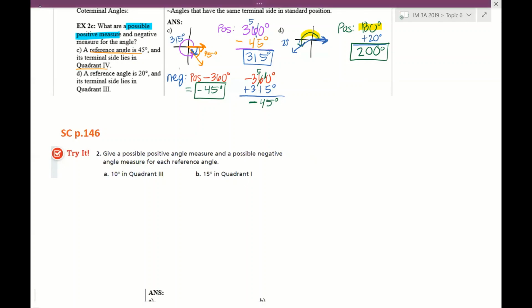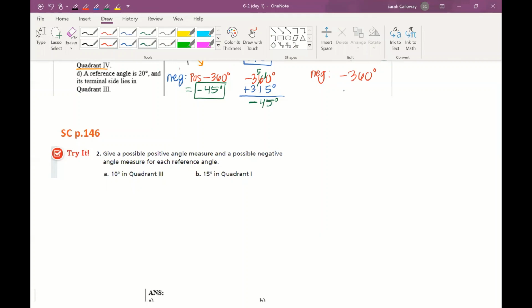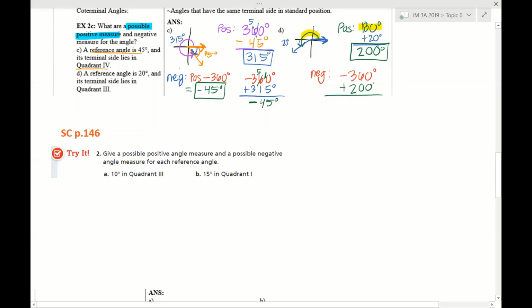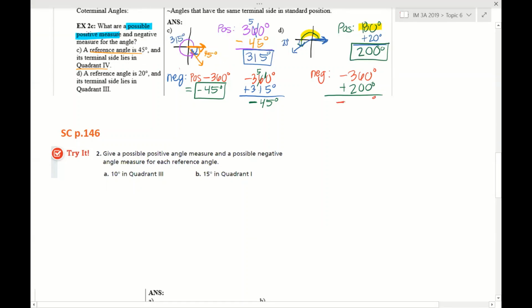So then when I'm finding the negative, I'm always taking my answer and subtracting 360. So I'm going to do negative 360 plus the 200. And again, because that 360 is negative, I know my answer is going to be negative something, but I'm stacking the one with the large absolute value so that I can just subtract place values. So 0 minus 0 is 0, 6 minus 0 is 6, 3 minus 2 is 1. So the negative counterpart to this is negative 160 degrees.